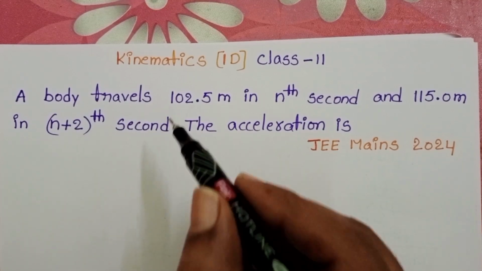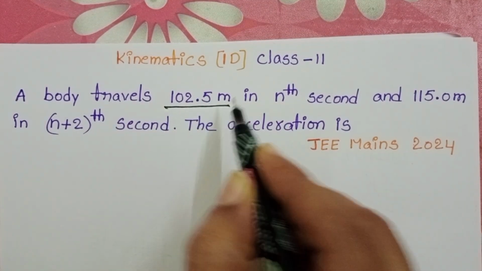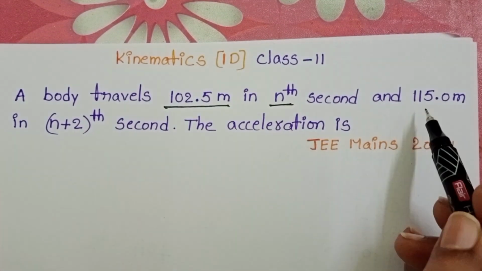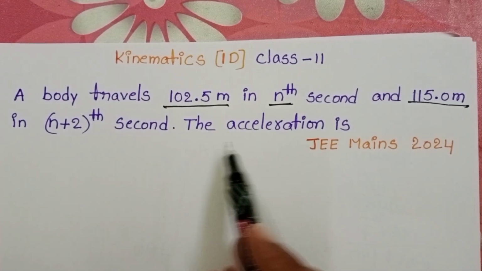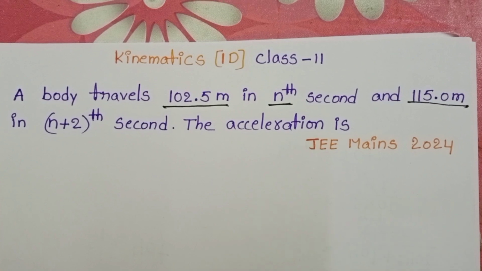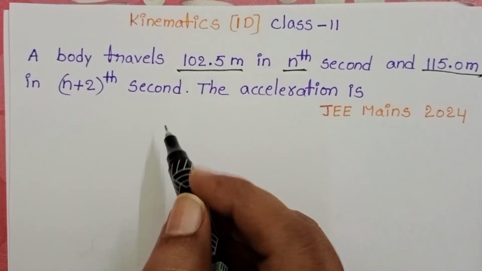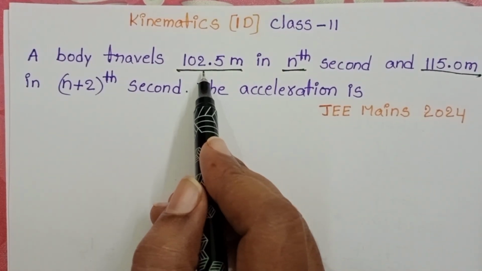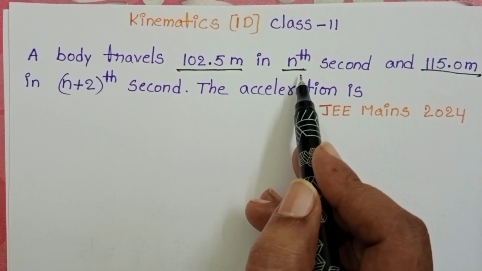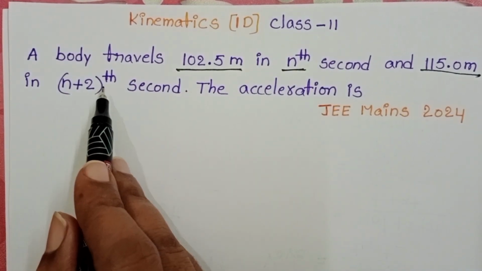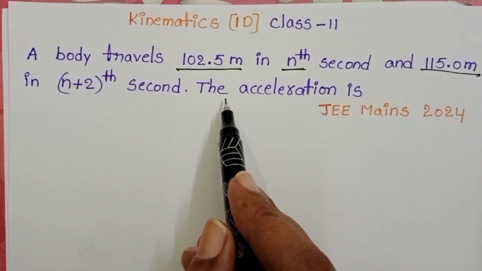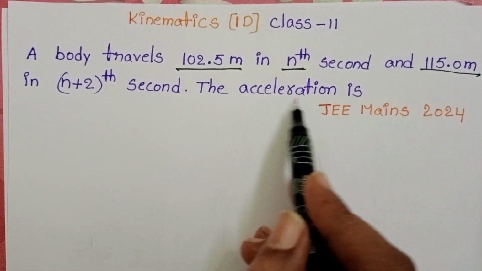A body travels 102.5 meters in the nth second, 115.0 meters in the (n+2)th second. The acceleration is? In the given question, we know the distance travelled by the body in the nth second and also the distance travelled by the body in the (n+2)th second. By using this, we have to find out the acceleration.